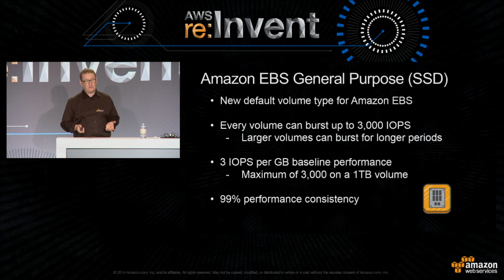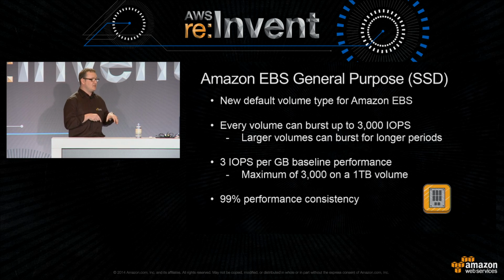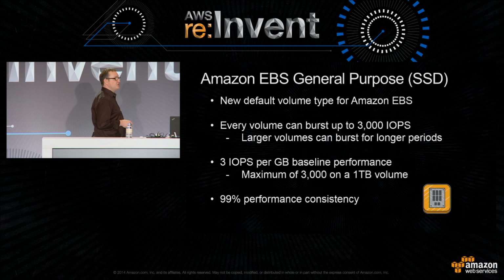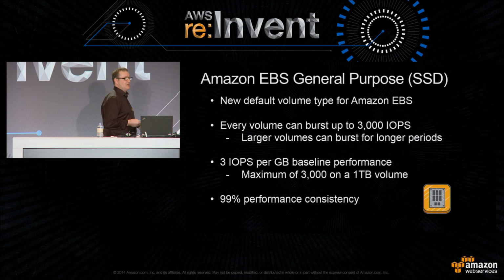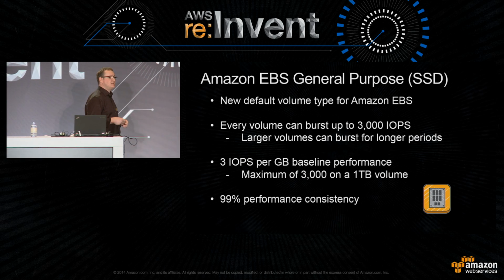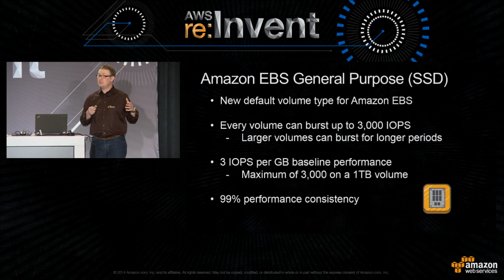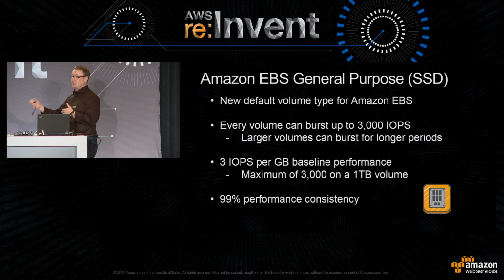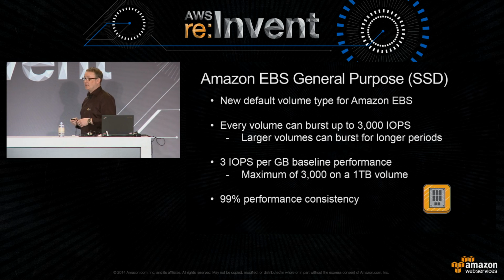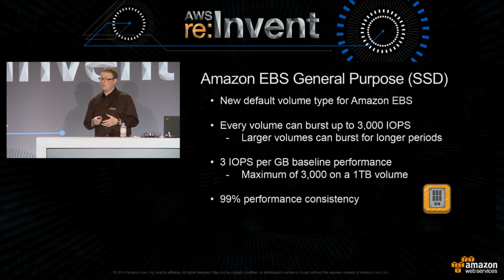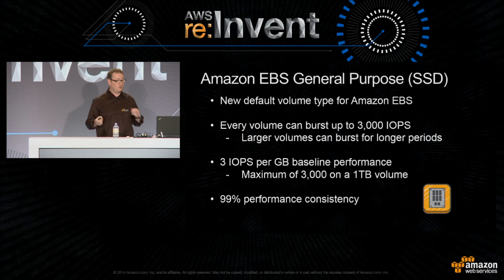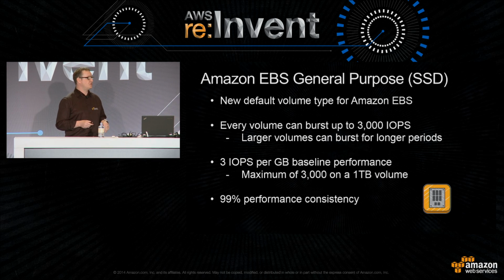So, general purpose SSD volumes. Let's spend a little bit more time digging into what they actually do. It's the new default volume type for Amazon EBS. When we say that, that's things like when you open up the console, it's going to pop up a little warning saying, you're not using GP2. Would you like to continue using GP2 for this next launch? Because we really think it's the right volume for almost all of the workloads that you're going to have in front of you. Every volume supports 3,000 IOPS in a burst configuration.